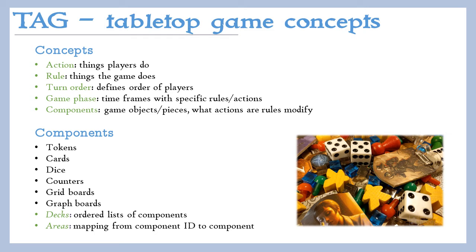Components currently supported include tokens, cards, dice, counters, grid and graph boards, all with different properties and functions associated. We can also group these into collections. Decks are ordered lists of components, and areas are maps, mapping from the component ID to the component object itself. Both areas and decks are considered components themselves and can be stacked. For example, an area may contain several decks.